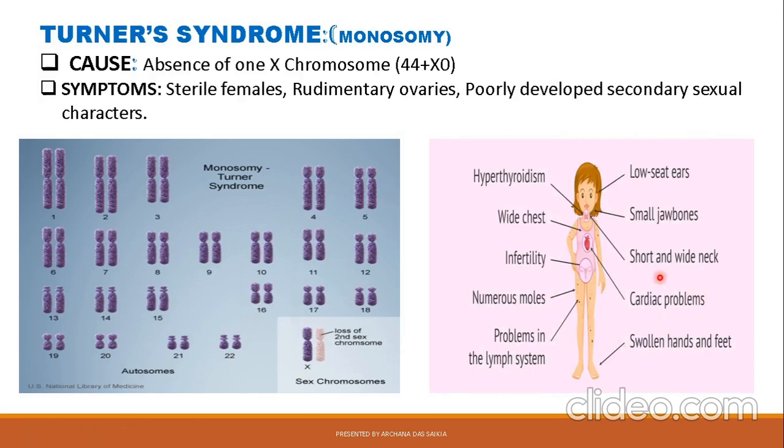So here, these are some of the symptoms: hyperthyroidism, low CTS, small jaw bones, wide chest, infertility, numerous moles on the body, due to pigmentation. Problems in the lymph system, swollen hands and feet, because it affects the lymph system. Cardiac problems, a short and wide neck. These are some of the characteristics found in females suffering from Turner's syndrome. With this, we come to the end of the total lecture series on chapter 5.